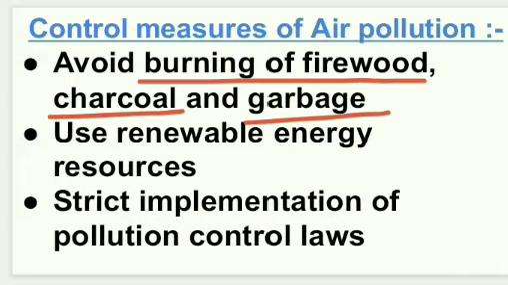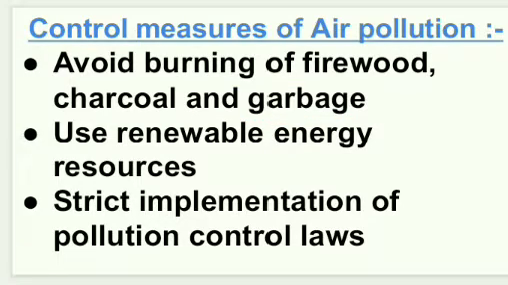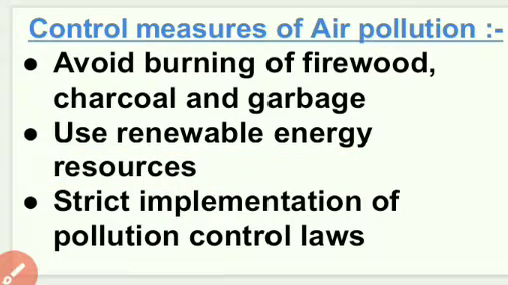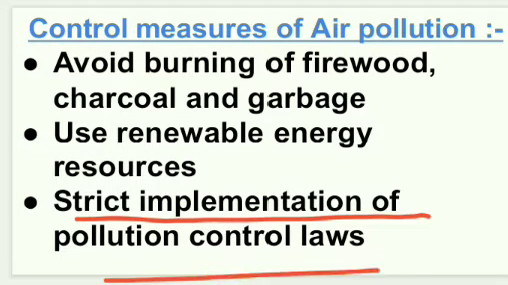Instead, we can use other fuels like LPG, liquefied petroleum gas, and in India its use is gradually increasing and use of firewood is decreasing day by day. So by avoiding burning of firewood, charcoal and garbage, we can reduce air pollution in our area. Next important measure is we have to use renewable energy resources, that can be renewed again and again, and use conventional energy resources like petrol, diesel, coal, etc. wherever it is not possible to use renewable energy resources. So our first priority should be renewable energy resources. One more important thing to control air pollution is there must be strict implementation of pollution control laws.